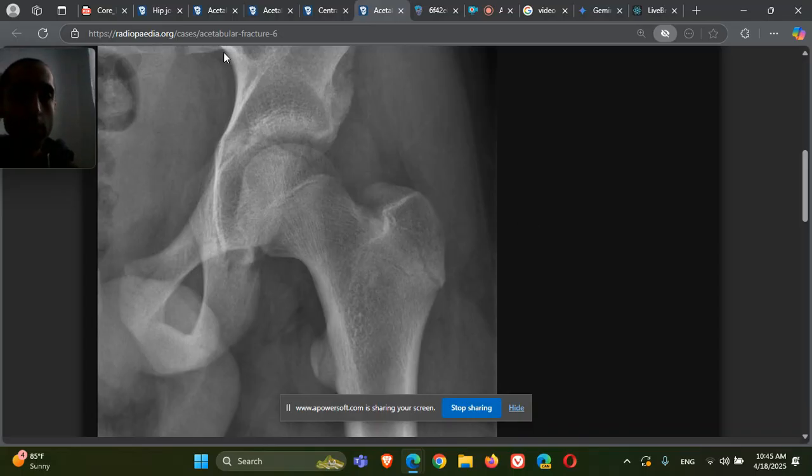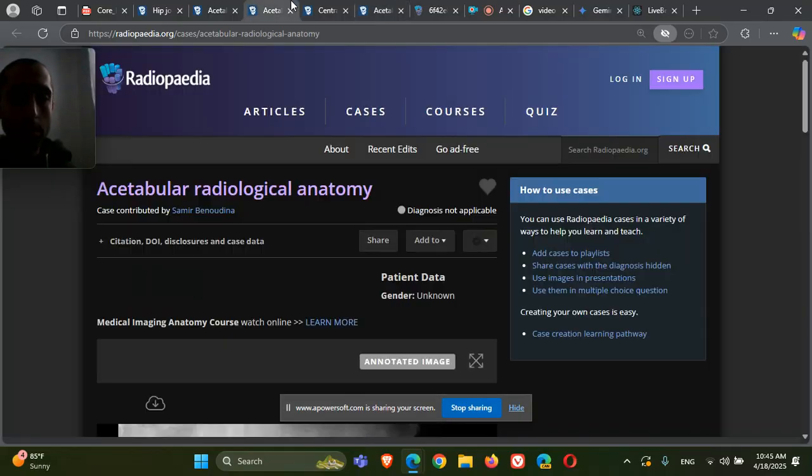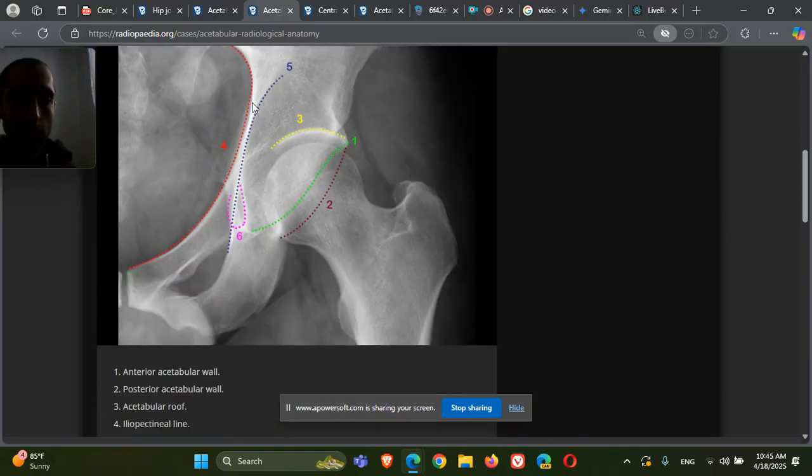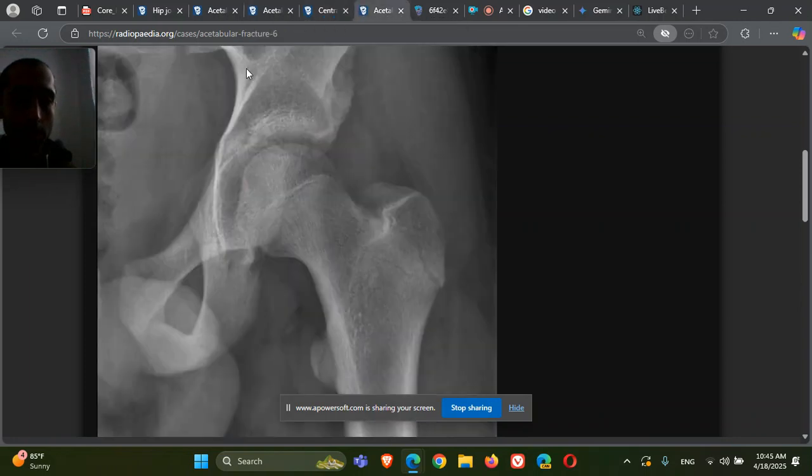What you can see, look at this line, the pectineal line. You can see that it is disappearing. If I show you the lines, it should be continuous and very smooth. But in the fracture, you can see that it's just disturbed right over here. And there is a fracture. You may not notice it, but there is a fracture.